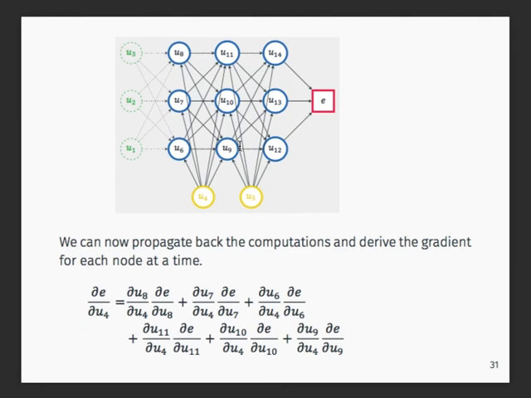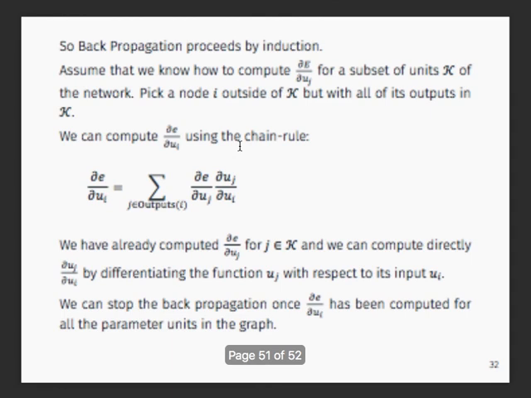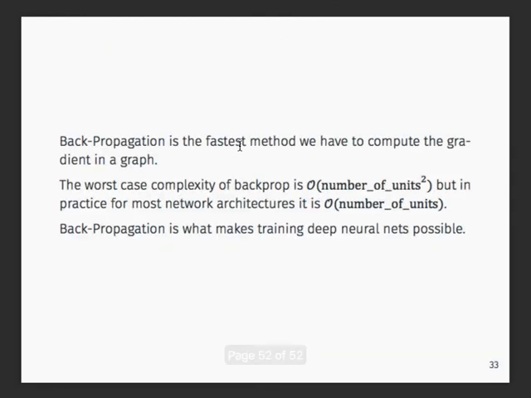The good thing here is that you only visit every single node once, basically. The complexity is a bit of a funny thing. In theory, it's of the order of the number of units squared, but in practice, because the network is not fully connected, it's usually just of the order of the number of units. So it's much faster. You're able to compute the gradient in roughly the same time as you evaluated the network.